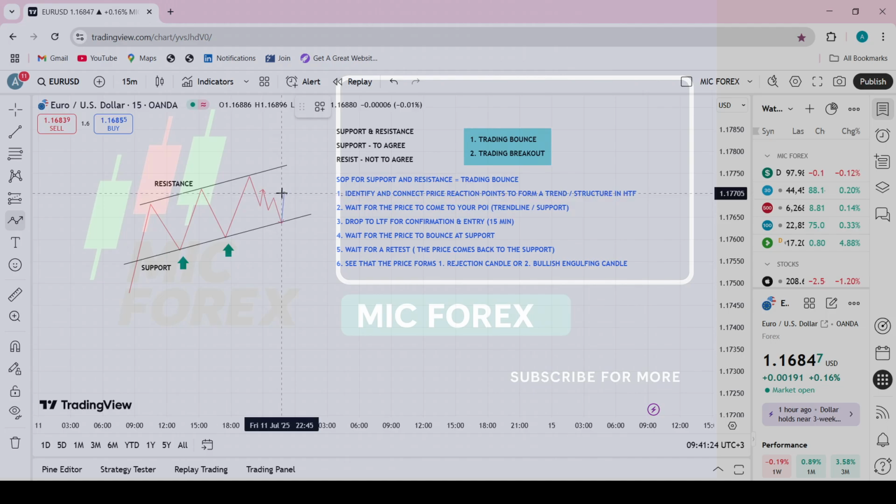So you wait for the price now. This is the bounce, this is the retest. The price bounces back at this point. The price is retesting this particular zone. So you need to see the price forming something like this. Remember, I said for rejection candles, the color doesn't matter, but you need to see a candle with a long wick. This is now the rejection candle.